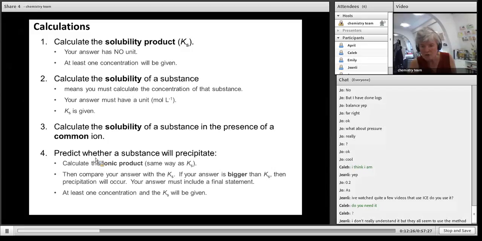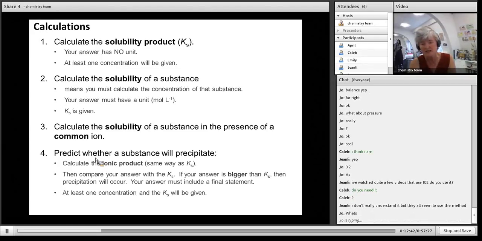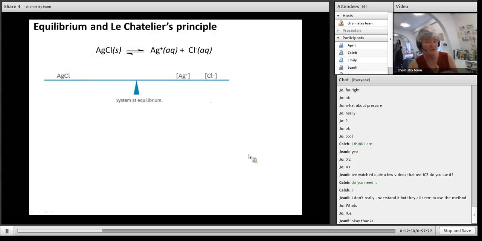So Johnny, you've watched quite a few videos that use ICE. Is that the International Cambridge exam? Oh, the ICE method. Yes, we do use the ICE method. I particularly use it in the acids and bases, but it is over here as well. I think I've got it in here. Let's just work through it, and then I'll go back to it.